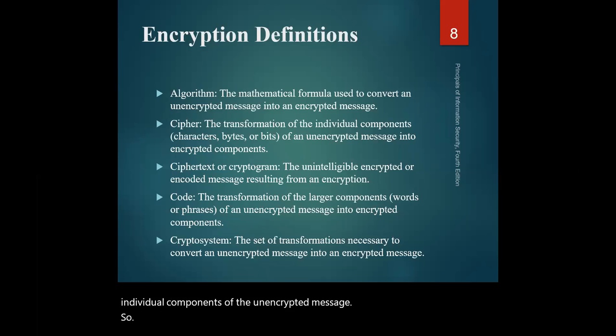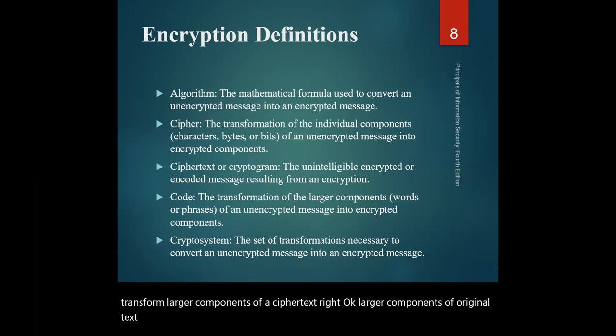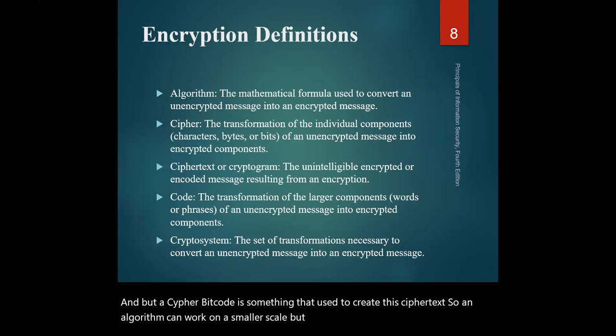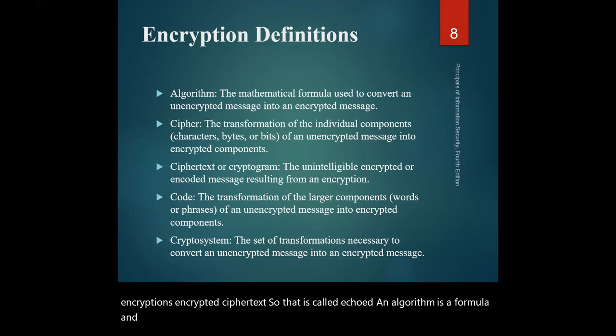So, then what is a code? Code is something that we use to transform larger components of original text into ciphertext. So code is similar to an algorithm, in which an algorithm functions on a smaller level, but a code is something that is used to create the ciphertext. An algorithm can work on a smaller scale, but a code is a transformation of larger components like words or phrases of the original message into an encrypted ciphertext. So that is called a code.